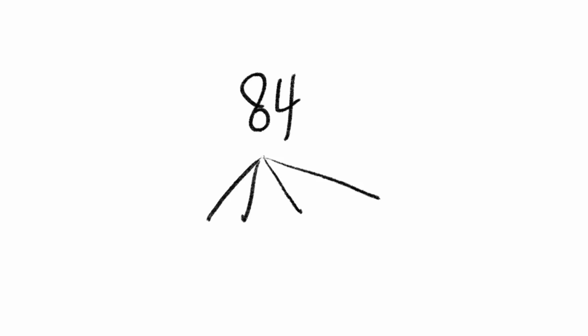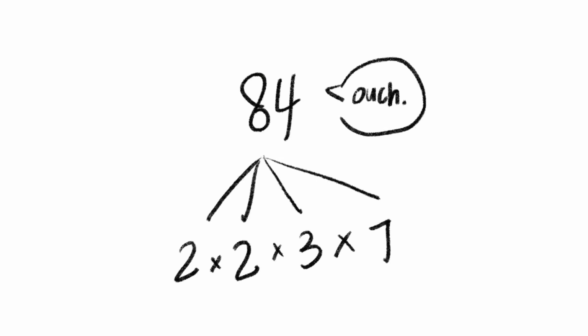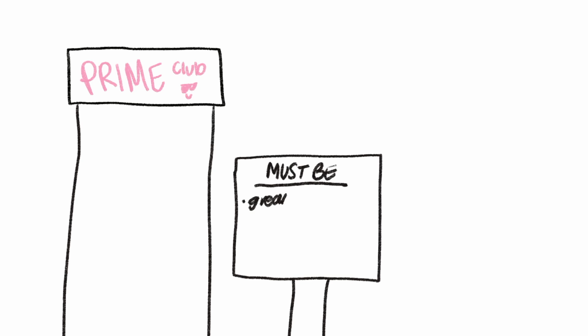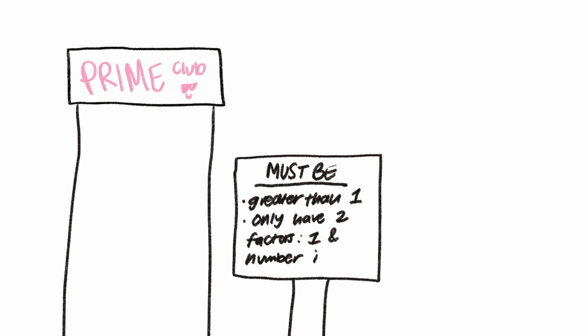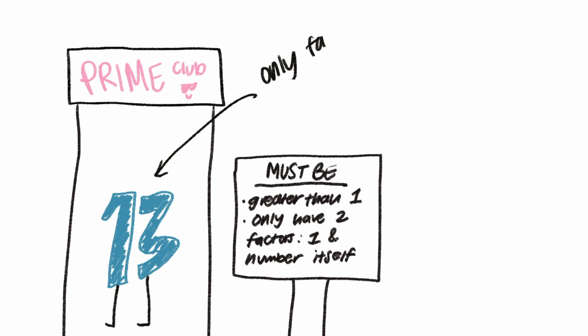Prime factorization is breaking up a number into a product of its prime factors. What do I mean by this? Well, a prime number is greater than 1 and has two factors, 1 and the number itself. For example, 13 is prime since its only factors are 1 and 13.